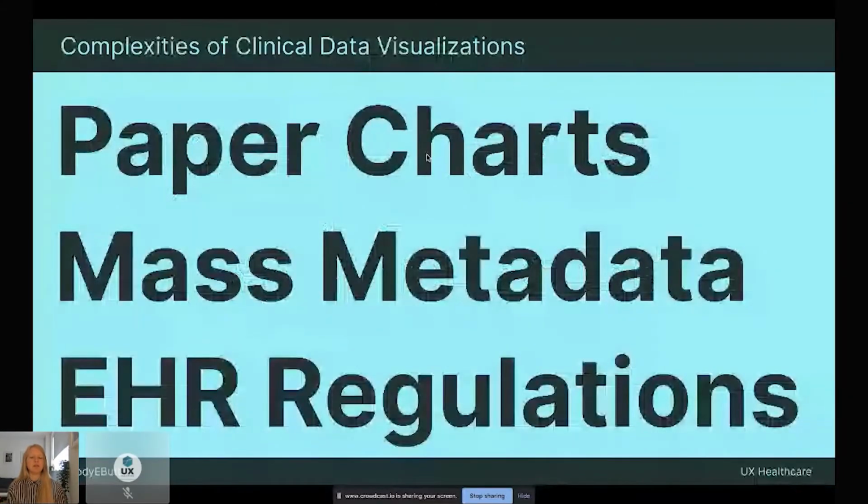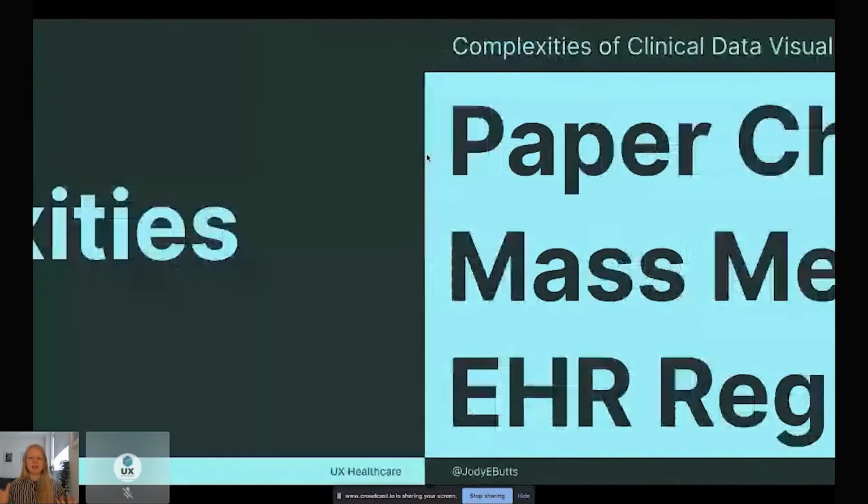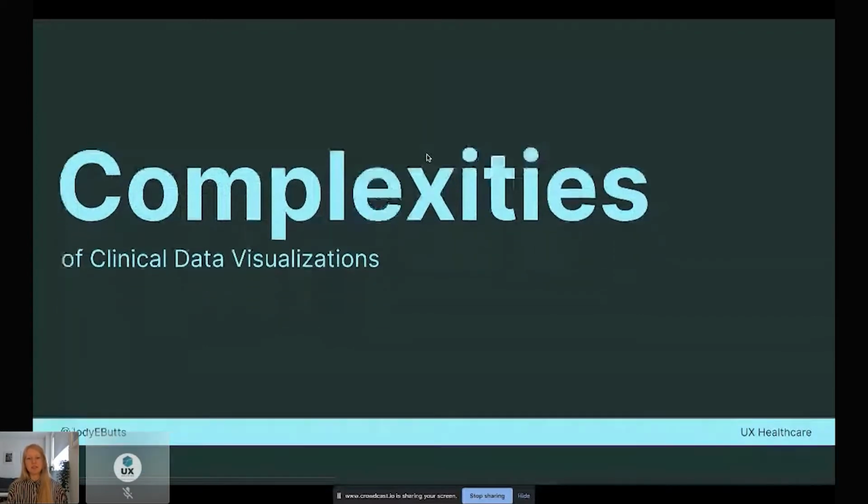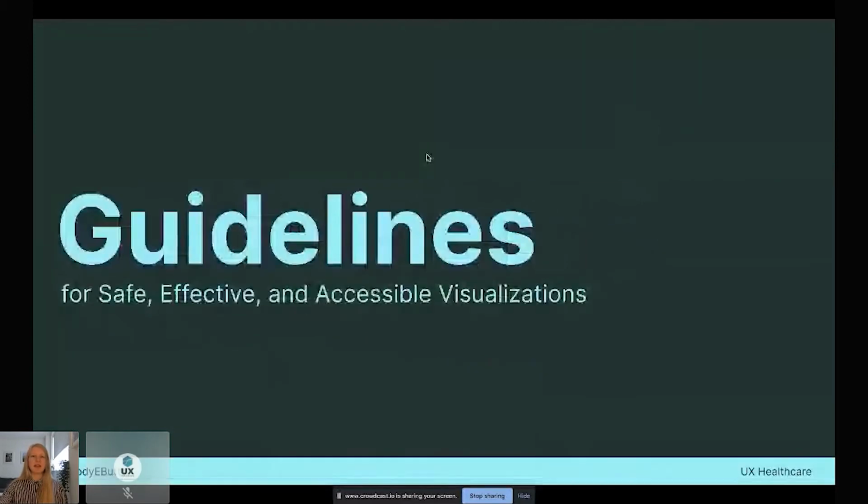So these three complexities are some things that are quite unique to the healthcare industry and really separate us from a lot of the other tools and things that are being built today that just aren't necessarily considering the additional use cases that we have. So next, let's look at some guidelines that we can follow to create safe, effective, and accessible visualizations.